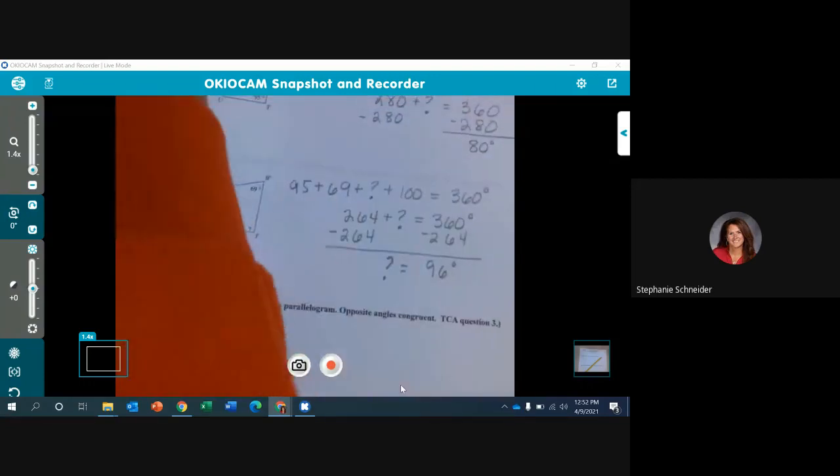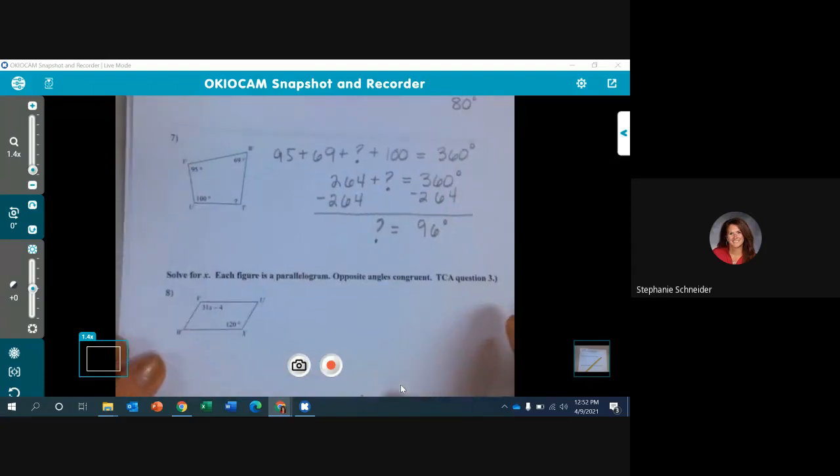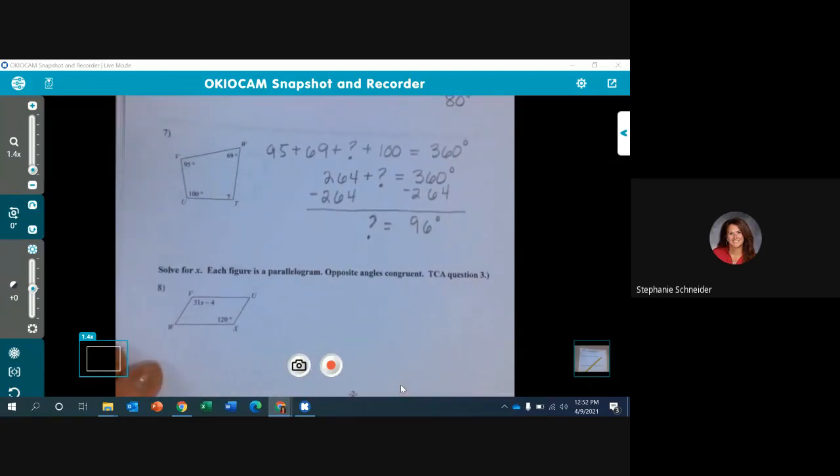All right, let's go down to number 8 on the review. Okay, it says solve each figure knowing that it's a parallelogram. So in this one, you need to remember that the opposite angles are congruent. So the two corners, the opposite corners. All right. So if they're congruent, that means we're going to set them equal to each other. So in this particular one, you just need to solve for x.